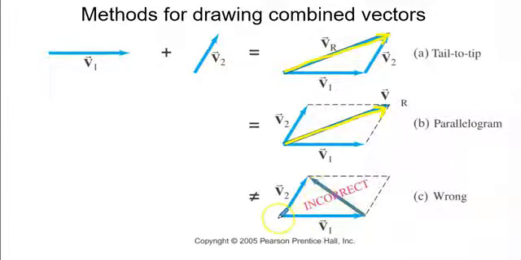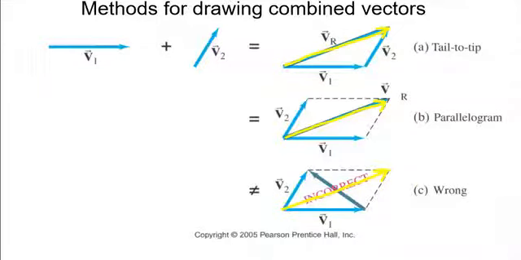This is the incorrect way to do it, if you did the tails together and you drew it down the middle here. If you put the tails together, you have to make a parallelogram out of it and go that direction. Okay, so I'll show you both ways here in the next.